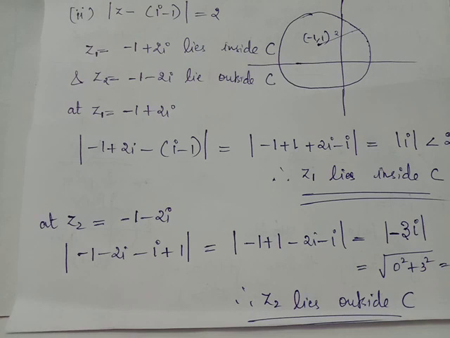When you consider z2 equals minus 1 minus 2i, which is the second pole, and substitute z equals z2 and evaluate the modulus of z minus i minus 1, when you evaluate the LHS, we have modulus obtained as modulus of negative 3i, which is strictly greater than 2. Therefore, the pole z2 equals minus 1 minus 2i lies outside the given circle C.